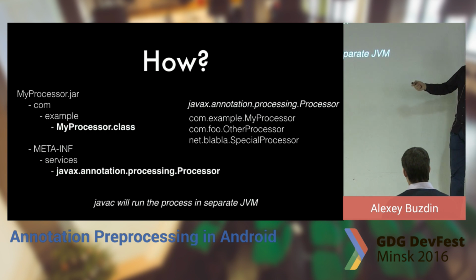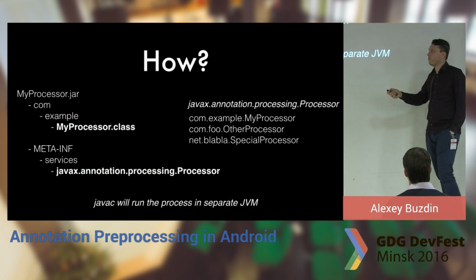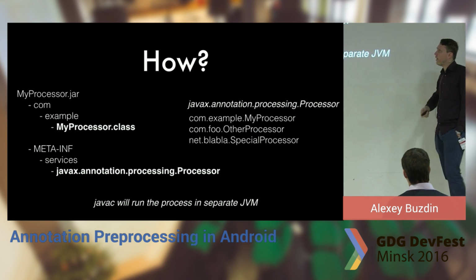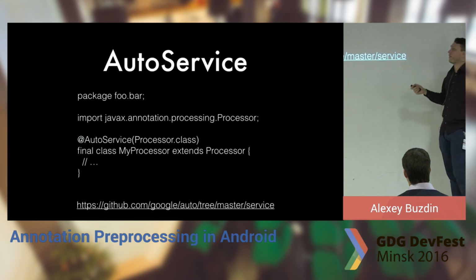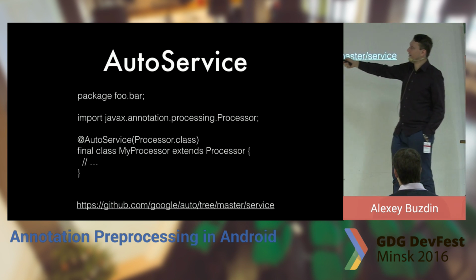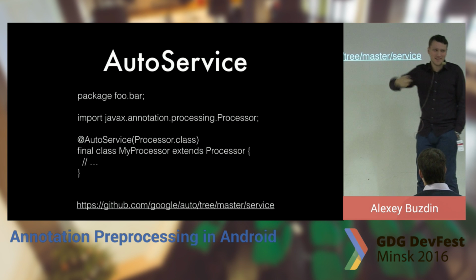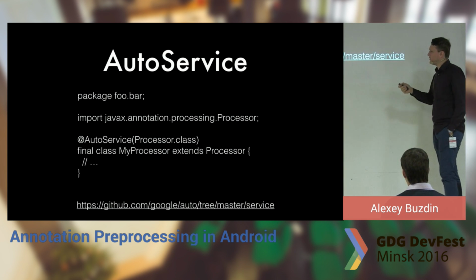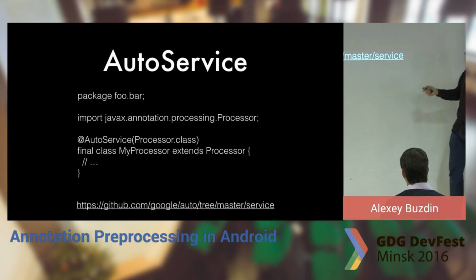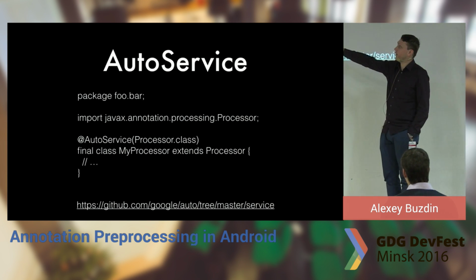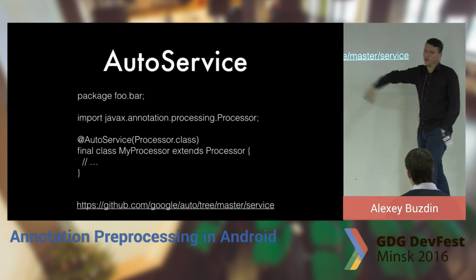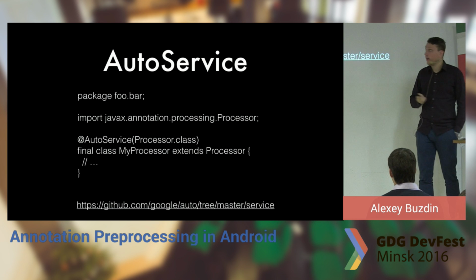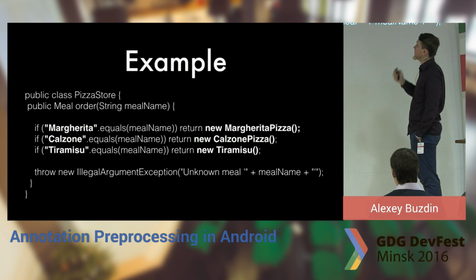Also, this is not quite pretty, I would say, because you need to manually create a file and put the classes there. So Google, for example, created a library that uses annotation processing to create files for annotation processing. This is called Google AutoService. It is basically one annotation which you can put on your processor, and it will automatically generate that file. OK, so next.